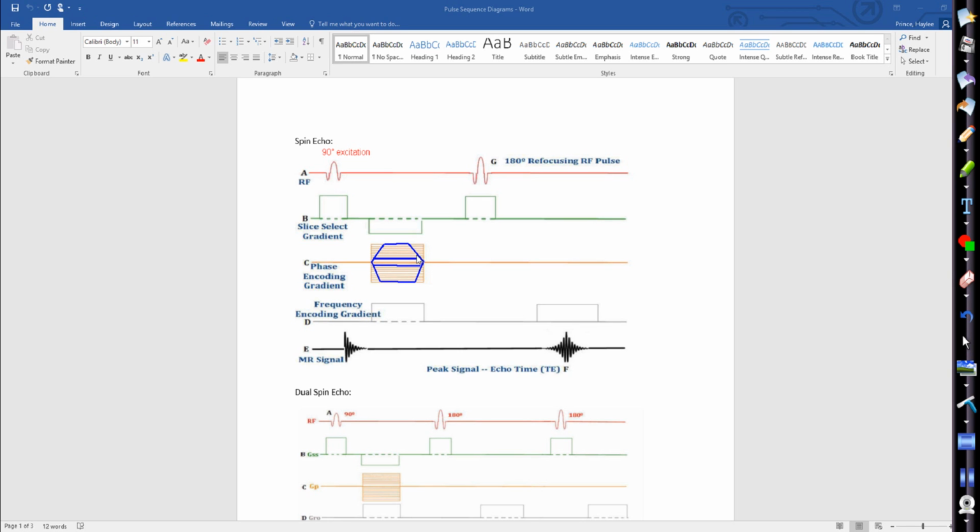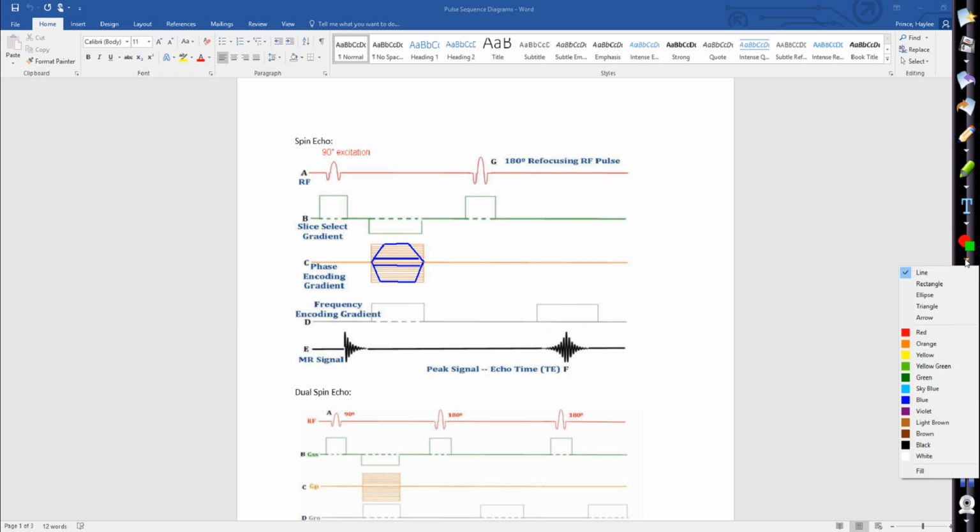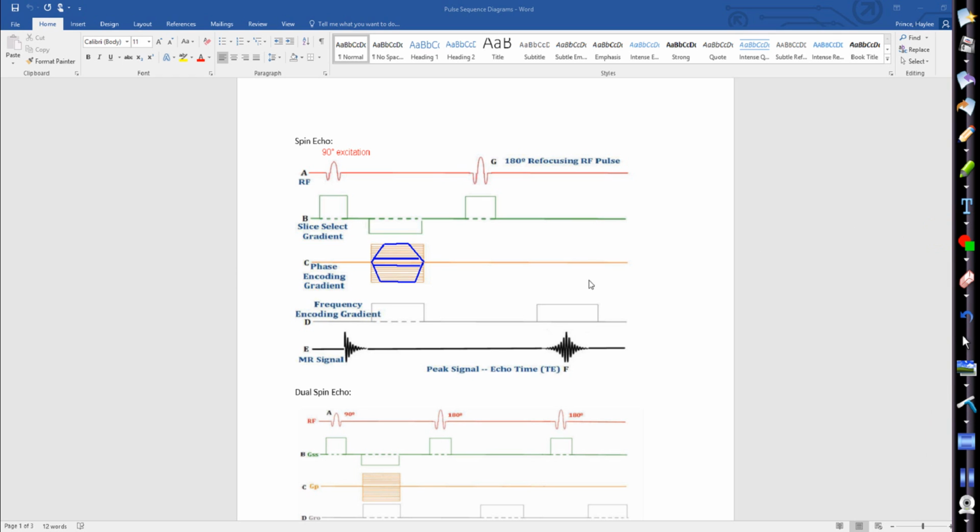Our third and final gradient that is turned on is our readout gradient. So you can label this as your readout gradient. And then if you split the readout gradient in half, you get your rephasing of the signal. So see how our signal starts to regrow because of this 180-degree refocusing pulse. That is going to rephase our signal, or basically cause it to regrow. So this is a good thing. This basically regrows our signal.